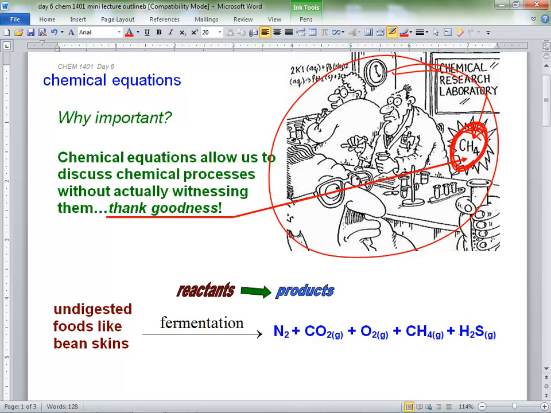It's when you have a reaction with a lot of undigested bean skins. So these are your reactants, right? And then here's the process. Something's going on. It's fermenting inside your gut and your intestines. And then here's the products. And the one that you smell is this one. These sulfur compounds, they really stink. Okay?